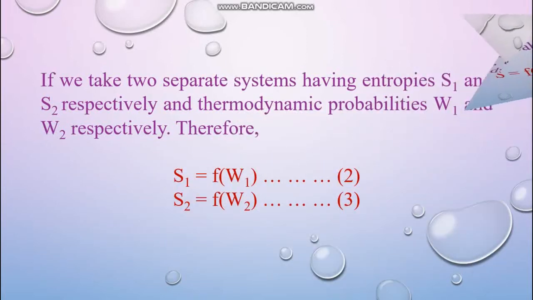Now take 2 separate systems and apply equation number 1 to both of them. Suppose these 2 separate systems have entropies S1 and S2 respectively, and their corresponding thermodynamic probabilities are W1 and W2 respectively. If you apply equation number 1 to both of them, for system number 1 the equation is S1 equals function of W1, and for system number 2 the equation is S2 equals function of W2. Thus we get equations number 2 and 3.